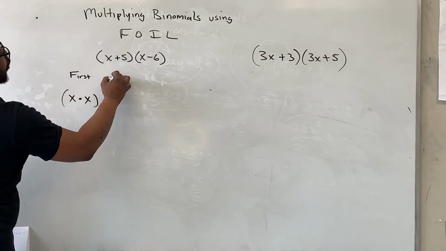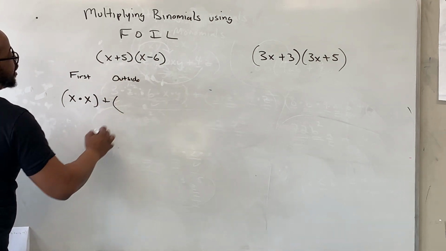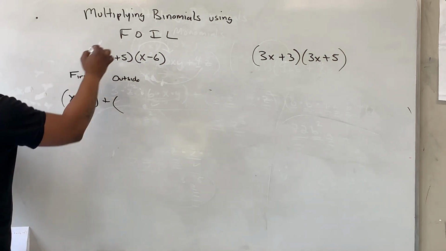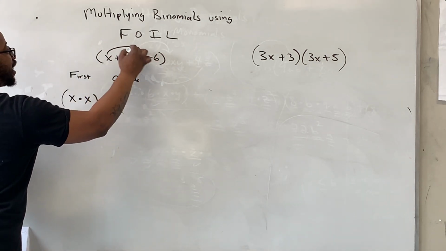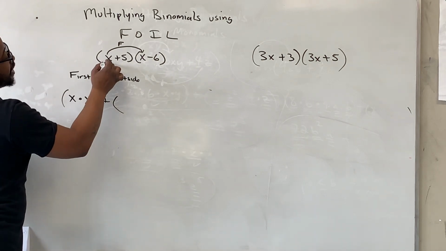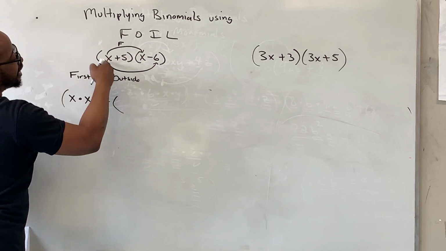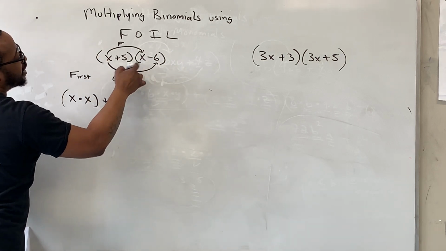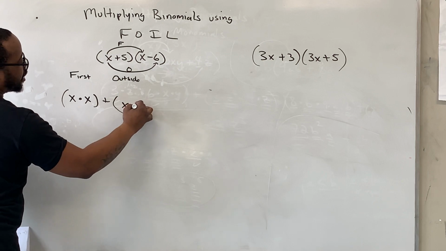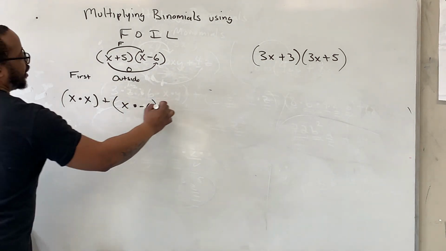Okay, now what we're going to have is the outside. So here is the F, right? Now the outside is going to be these. The x first multiplied against the x, now it's multiplying against the -6. So x times -6, okay?